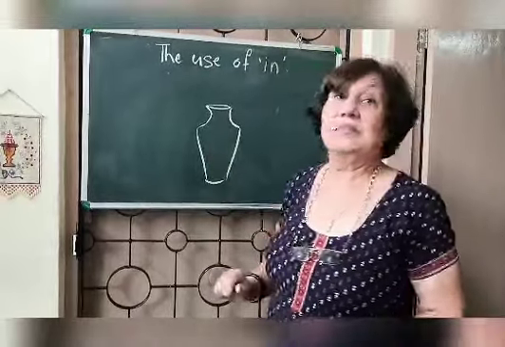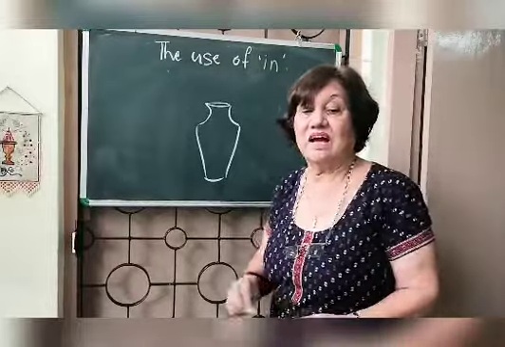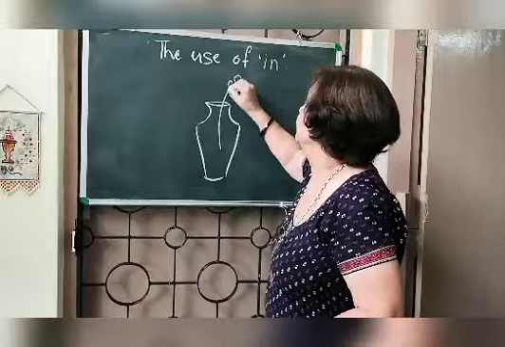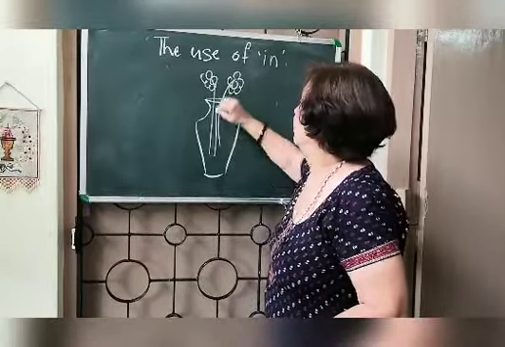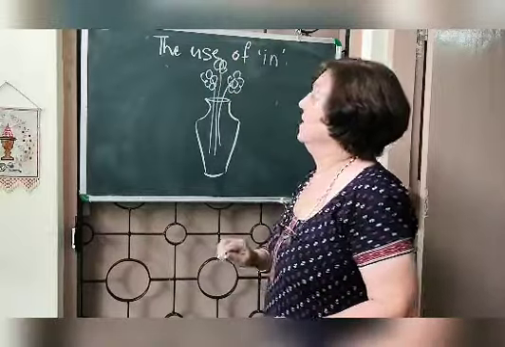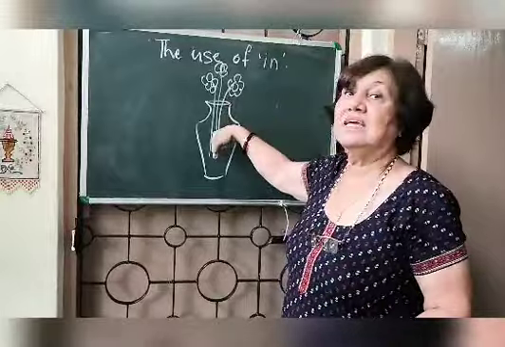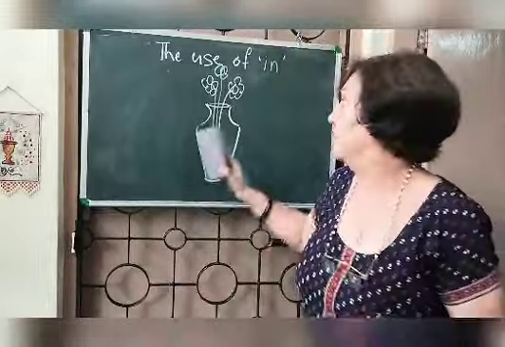What is this? This is a vase. Now in this vase, I am going to draw some flowers. Now, where are the flowers? The flowers are in the vase. Yes, you've got it.